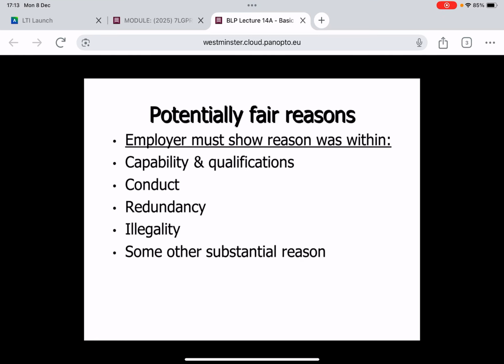Redundancy is the statutory definition. Illegality might include cases where, for example, the employee is employed as a driver, but has been disqualified from driving as a result of motoring offences. And then you'll see here a final category of some other substantial reason, which might cover, for example, substantial changes in the employee's contracts, which do not amount to redundancy.